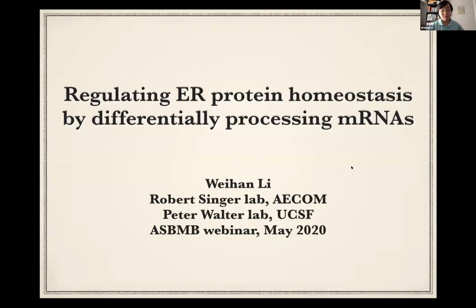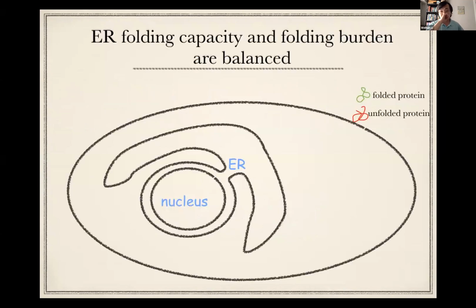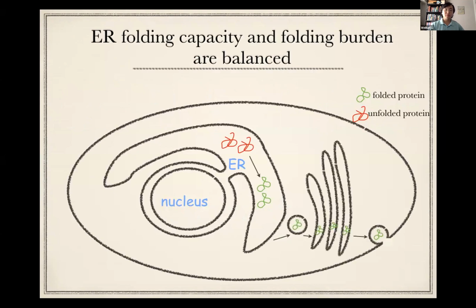Today I'd like to share with you the work I did when I was a PhD student in Peter Walter's lab at UCSF. As you know, the endoplasmic reticulum, or ER, is the major folding compartment. For most of the secretory proteins and transmembrane proteins, they're folded in the ER. These proteins enter the ER as unfolded proteins, and then with the help of ER chaperones, they get properly folded and then packaged and delivered.